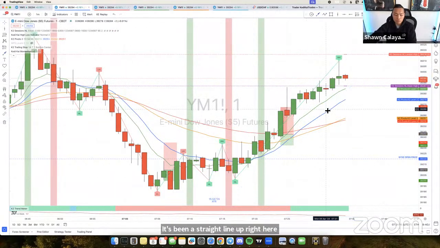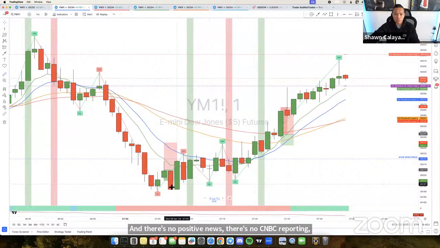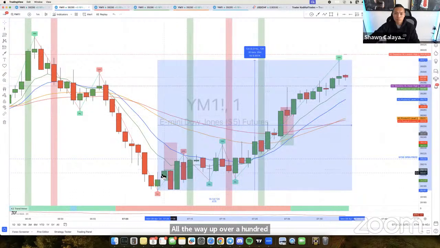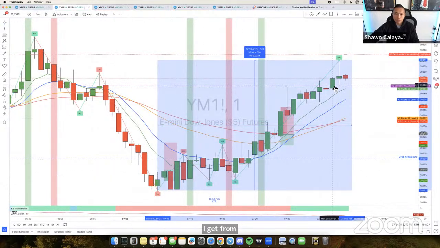And there's no positive news. There's no CNBC reporting. There's nothing really pushing price up. But price pretty much pushed up from its low point here all the way up over 100 points. So it's like one of those unexplainable moves, like from a sideways move. Yeah, exactly. It went sideways, and then from here it just went straight up for whatever reason.